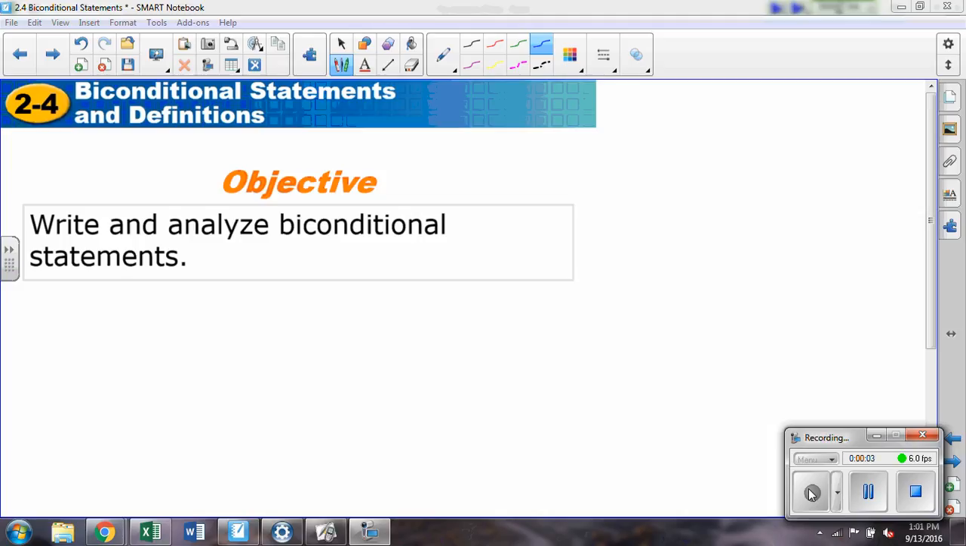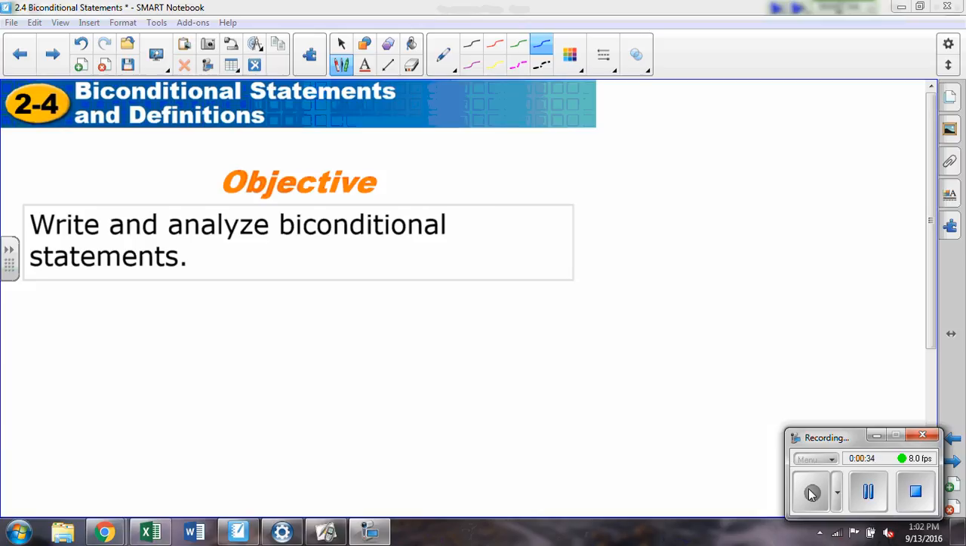The focus for this lesson is on biconditional statements. We have already seen conditional statements, something of the form P implies Q. We also saw conditionals with the format if, hypothesis, then conclusion. Furthermore, when we examined conditionals, we saw how to write out the inverse, the converse, and the contrapositive.